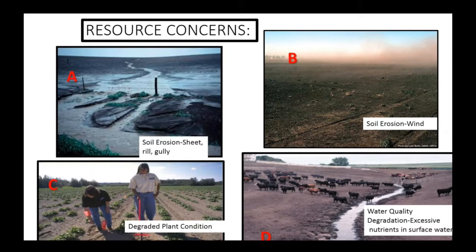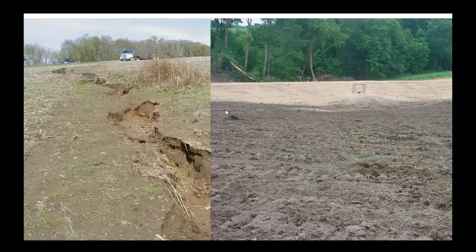So picture C, they're looking at, after the wind dies down, exactly what happened to the plant condition as a result of that wind erosion issue. And then we have some pretty obvious water quality degradation problems with a feedlot that has some surface flow off of it and not a whole lot of filtering going on. So those are some typical resource concerns that we may see. These are kind of the fun things, the befores and the afters when we're actually conservation planning.